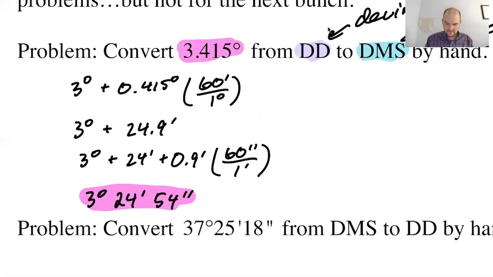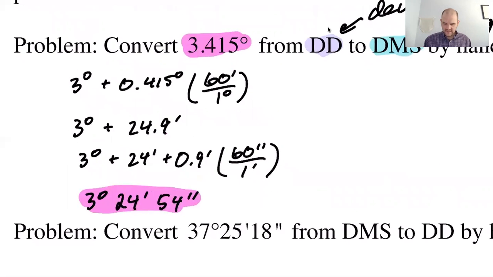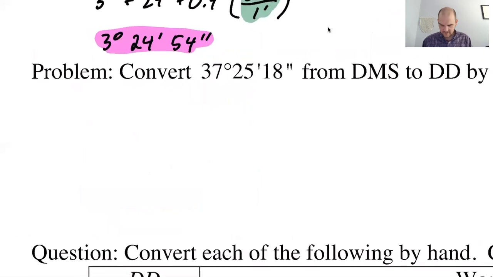So we go from our decimal degrees, we peel that apart and we multiply by this, right? Which is 60 minutes in 1 degree. That'll give us how many minutes we have. We have 24.9 minutes. Okay, 24 minutes, and then we need to convert that. So we multiply by 60 seconds in any 1 minute, and now we're down to seconds. We get 3 degrees, 24 minutes, 54 seconds. Okay, let's try another one where we go the other way.